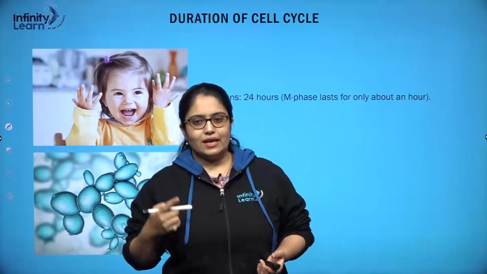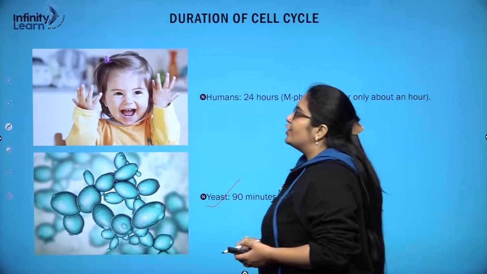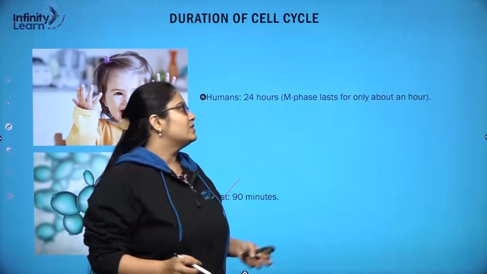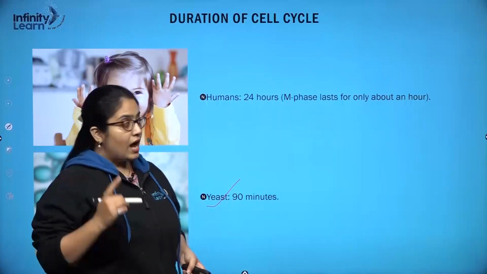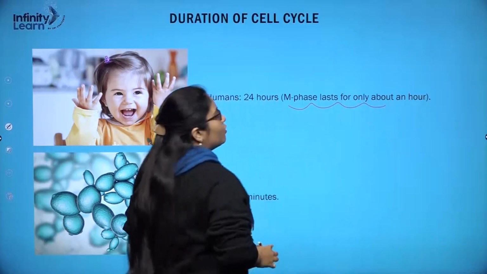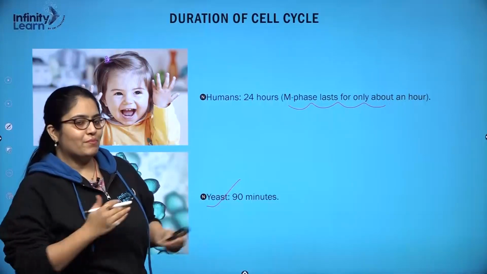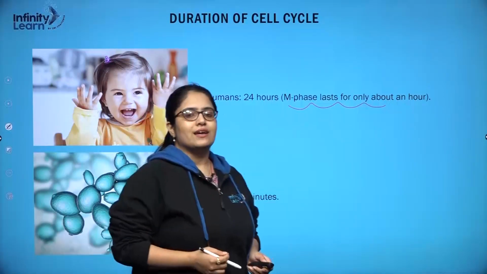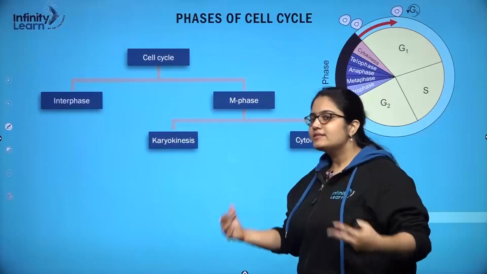सो वंस इन 90 मिनट्स अ यीस्ट सेल इज गोइंग टू डिवाइड, राइट? एंड फॉर अ ह्यूमन सेल, my dear students, a human cell takes 24 hours to divide. And not to forget, M phase will last for only about an hour. यानी 23 hours आपका इंटरफेस चलेगा, preparatory phase चलेगा. Important fact है, याद रखिएगा. Next thing that we need to discuss is, my dear students, the phases in a cell cycle.